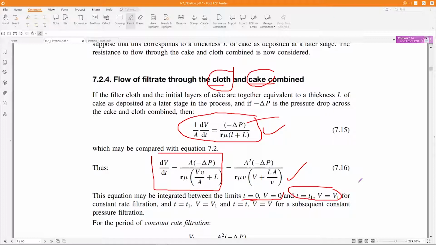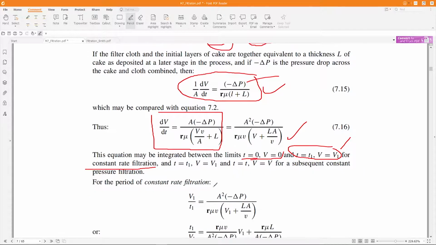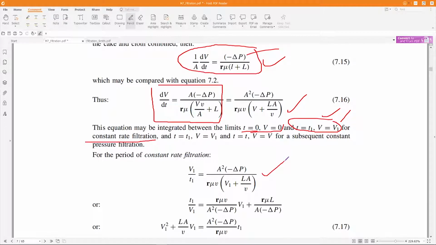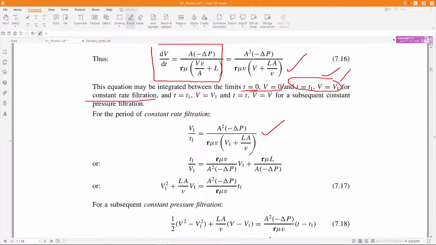So if you integrate this equation from the limits t equal to 0, V equal to 0, and t equal to t1, V equal to V1, that is the volume of the filtrate, then you'll get the equation for the constant rate filtration. If you integrate this equation within these limits, you'll get this equation. So t1, V1 is constant. So you can rearrange this, right? So you'll get this.